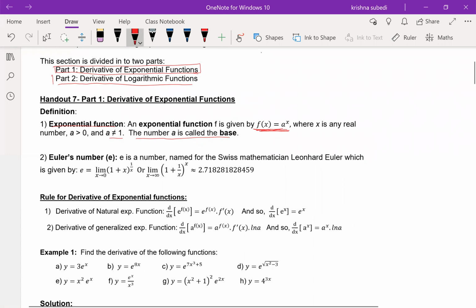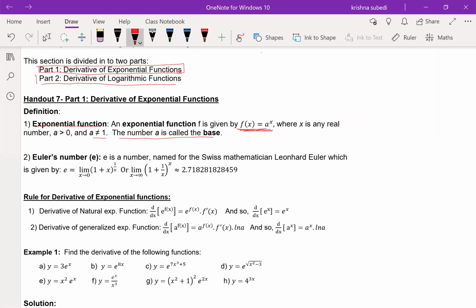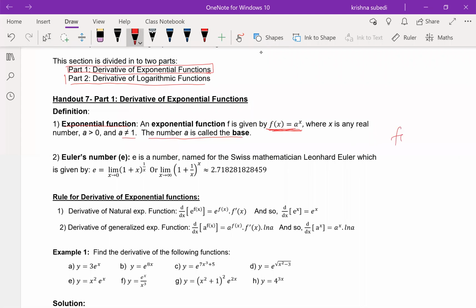But there is another type, the natural exponential function, and I think you have seen this kind of function, e raised to the power x. So we call this the natural exponential function. All right, so this one is the generalized exponential function. The idea is that the power, the exponent, is the variable. Remember, this a is a constant and the variable is in the power, in the exponent.